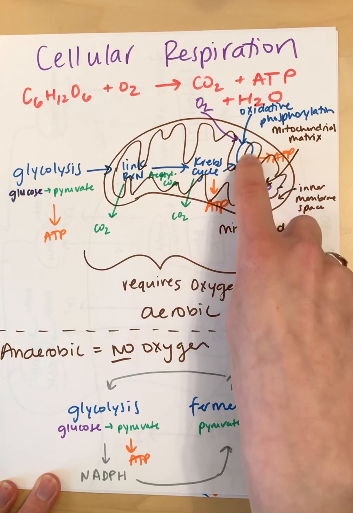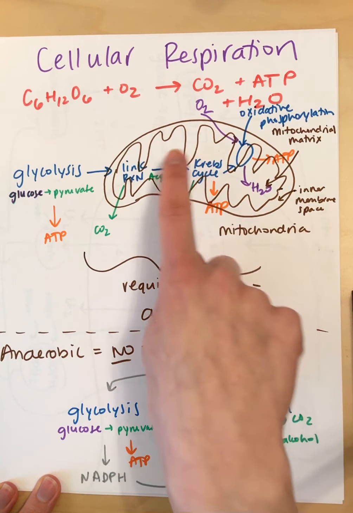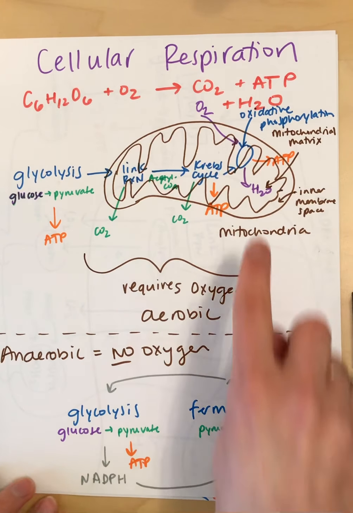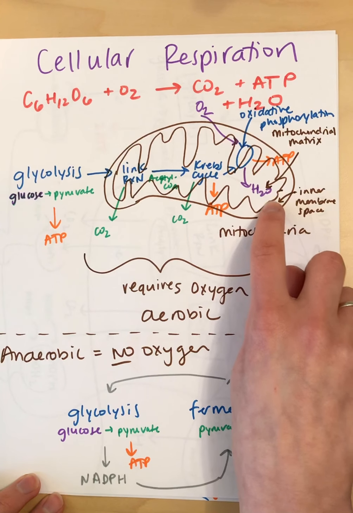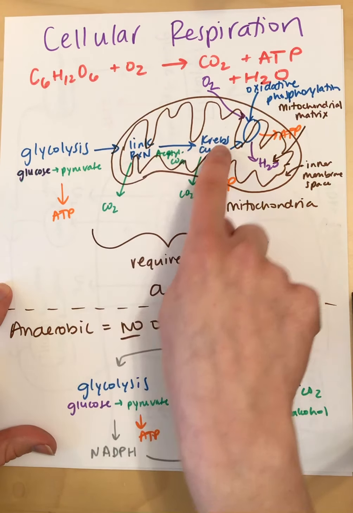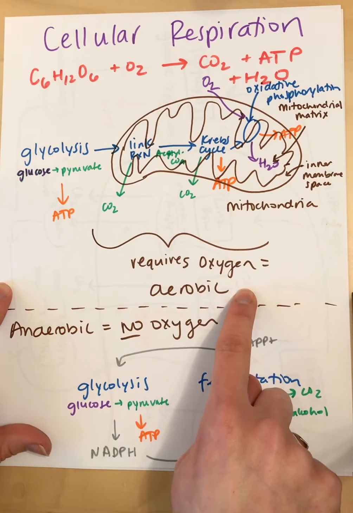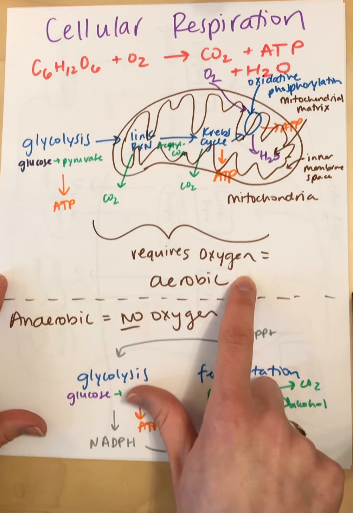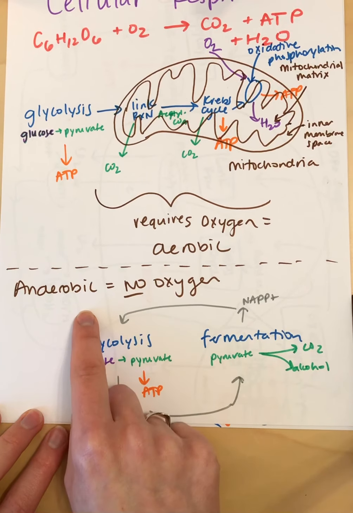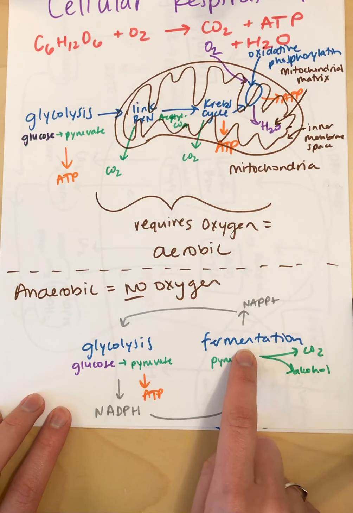The oxidative phosphorylation is happening in the inner membrane of the mitochondria. We call the space in the middle of the mitochondria the mitochondrial matrix. We call the space between the 2 membranes the intermembrane space. The link reaction, Krebs cycle, and oxidative phosphorylation will only happen if there's oxygen present, and we call that aerobic cellular respiration. When there's no oxygen present, anaerobic respiration happens, and that involves glycolysis and fermentation.